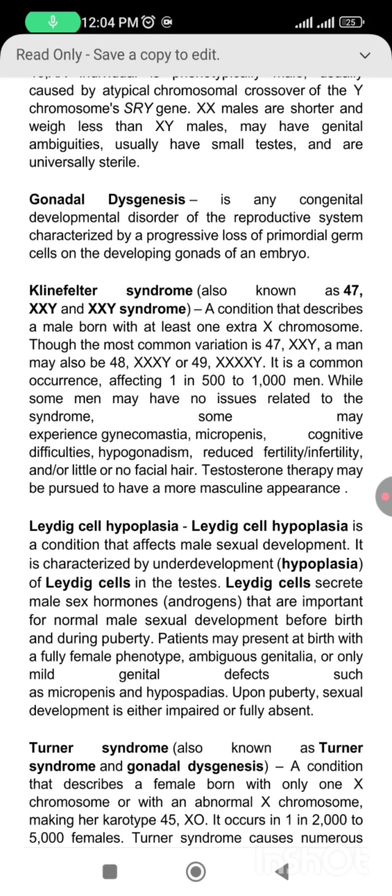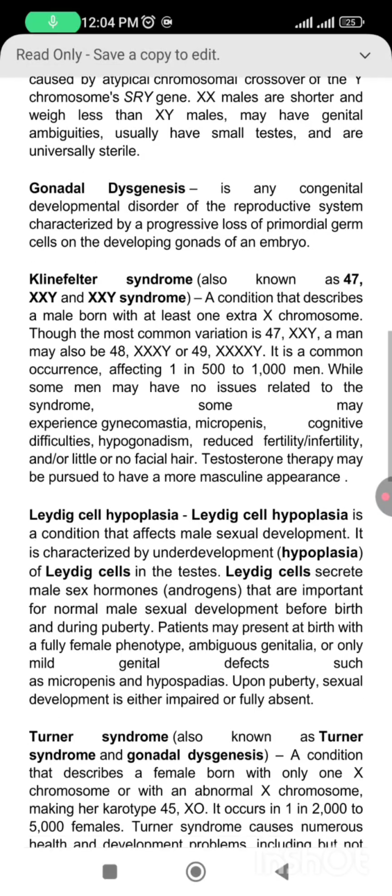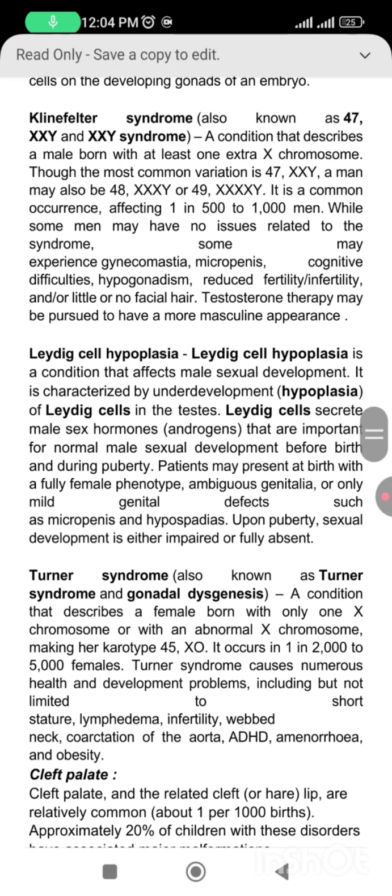Next one is Leydig cell hypoplasia. Leydig cell hypoplasia is a condition that affects male sexual development. It is characterized by underdevelopment of Leydig cells in the testes. Leydig cells secrete male sex hormones that are important for normal male sexual development before birth and during puberty.